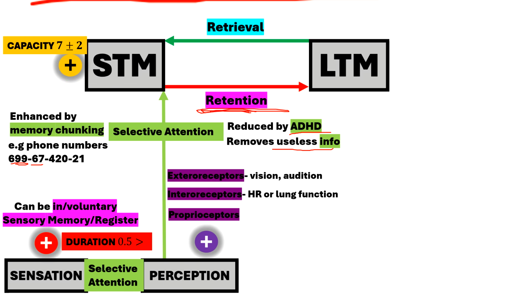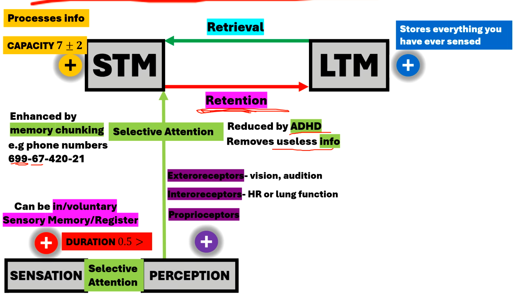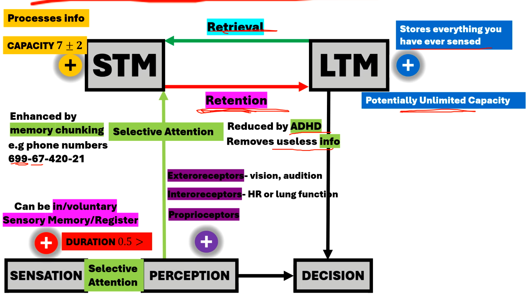Now, the short-term memory has a capacity of 7 plus or minus 2. It processes information, and comparing it to the long-term memory, we'll see that it's going to store everything that you have ever sensed. While it does store everything you've ever sensed, it doesn't mean you can retrieve everything you've ever sensed. And the capacity of this store is potentially unlimited.